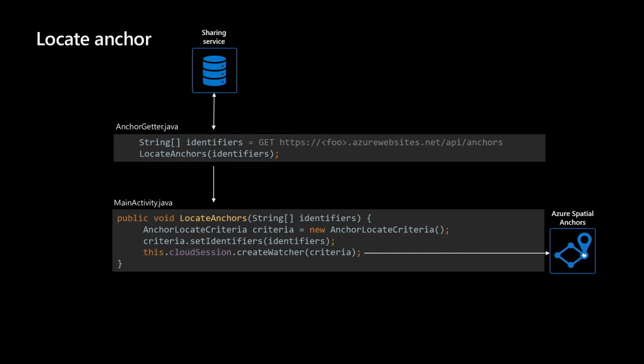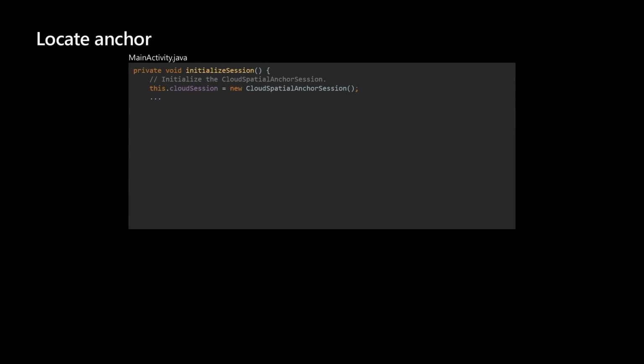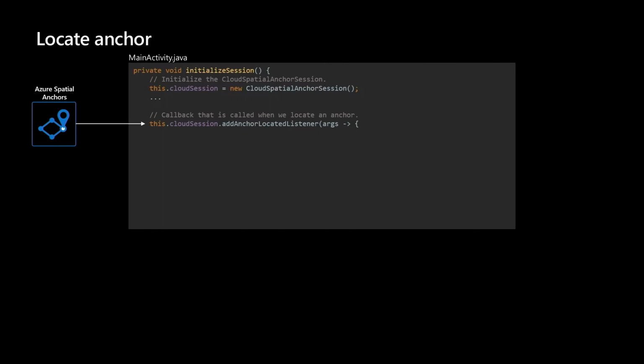So let's go back to that code we wrote for initializing the session and add something that we forgot. What we're going to add is an anchor located listener. So this is a callback that will get called once we've found an anchor. There are several statuses that can occur here. We're just going to show located. Another option is not located, does not exist, and that could come up if you give us a bad identifier that we don't know about. So here we found one, and so we have the locate anchor status of located.